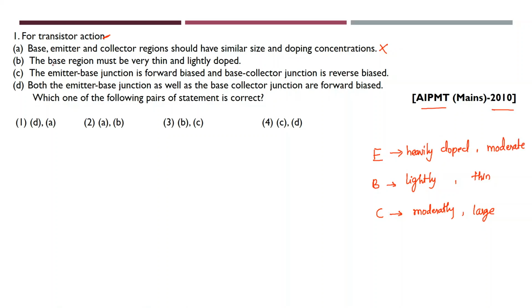What is the next option? The base region must be very thin and lightly doped. See here, the base region must be lightly doped and it should be very thin. This option is right. Option B is right. So let us see the next option.